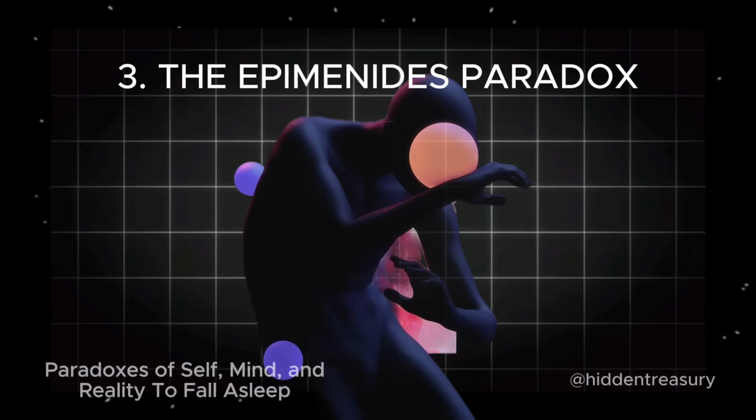This paradox doesn't just exist as a philosophical curiosity. It has real implications for how we think about truth and self-reference. For example, in the world of mathematics and formal logic, self-referential systems often lead to contradictions. A famous example is Kurt Gödel's incompleteness theorems, which show that in any sufficiently complex system of mathematics, there will always be statements that cannot be proven true or false using the rules of the system itself.